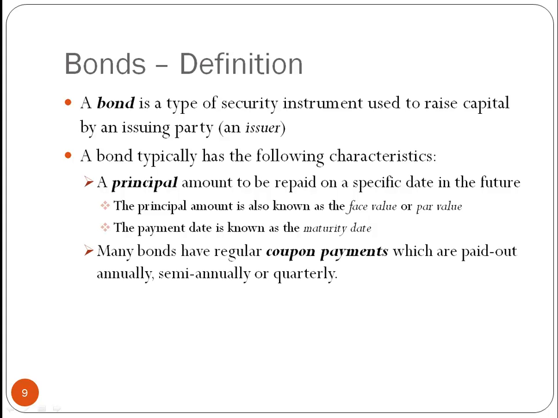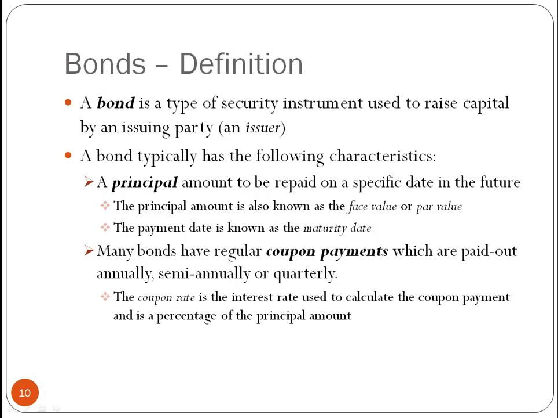Many bonds have regular coupon payments paid out either annually or semi-annually or possibly quarterly. The coupon rate is the interest rate used to calculate the coupon payment and is a percentage of the principal amount. So for example, the coupon payment is calculated as the coupon rate times the principal.